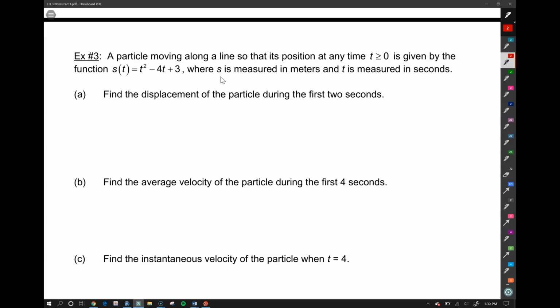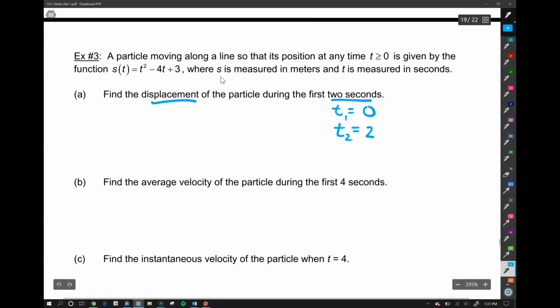Let's do this. Example 3. A particle moving along a line, so that's position at any time t greater than 0, is given by the function s of t, where s is measured in meters and t is in seconds. Find the displacement of the particle during the first 2 seconds. Okay, so displacement is literally you take final position minus initial. During the first 2 seconds, our first time is 0. Our second time is 2. So what we're going to do is take s of t2 minus s of t1. Literally taking final position minus initial.